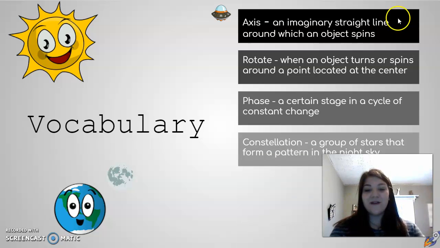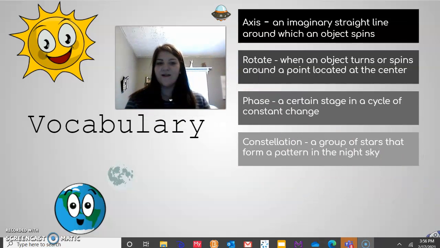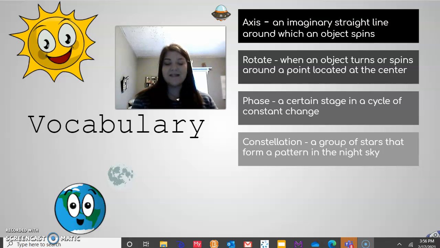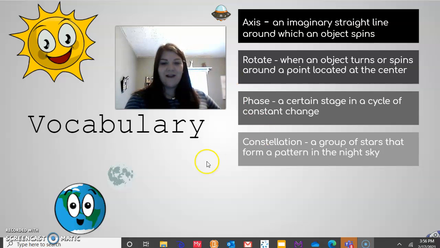All right, next word is going to be constellation. Now this one's kind of a bigger word, but no big deal. A constellation is a group of stars that form a pattern in the night sky. So when you think about a constellation, you can think about, oh, you're playing connect the dots in the sky with the stars. That's the easiest way to think about that. We'll do a little activity on that too. I'm super excited about that. The next word, if I can get it to change.